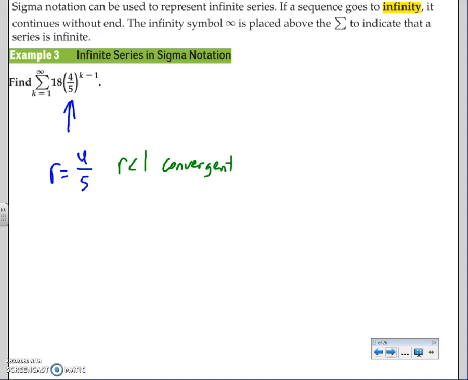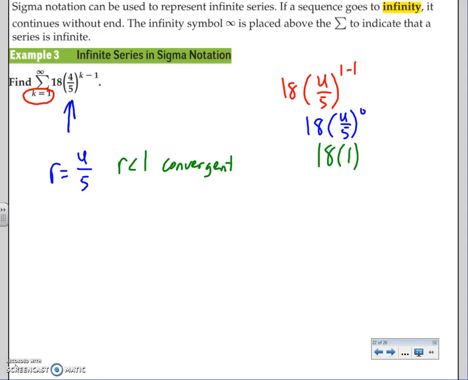Next we have to find a sub 1, the first term. That means plug in this bottom number, k. Let's figure that out. So 18 times 4/5 to the 1 minus 1. Well, that's 18 times 4/5 to the 0 power. Anything to the 0 power is 1. 18 times 1 is 18. So now we know a sub 1 is 18.